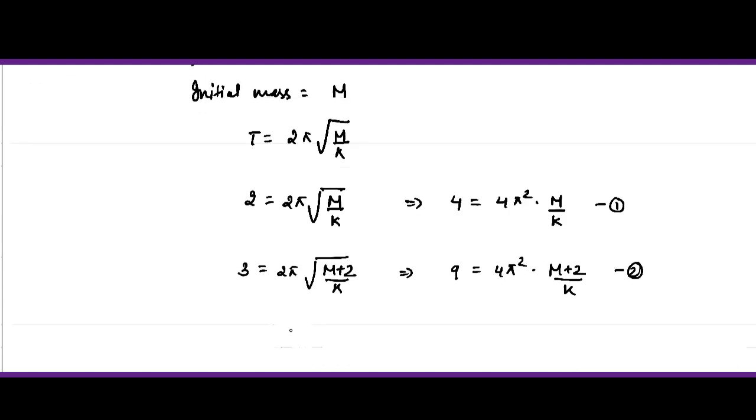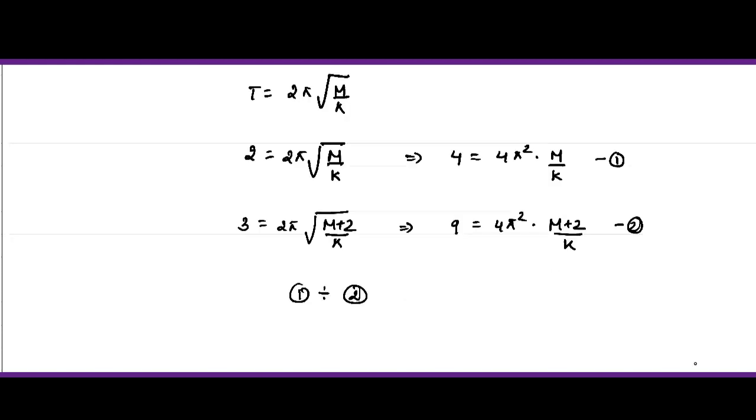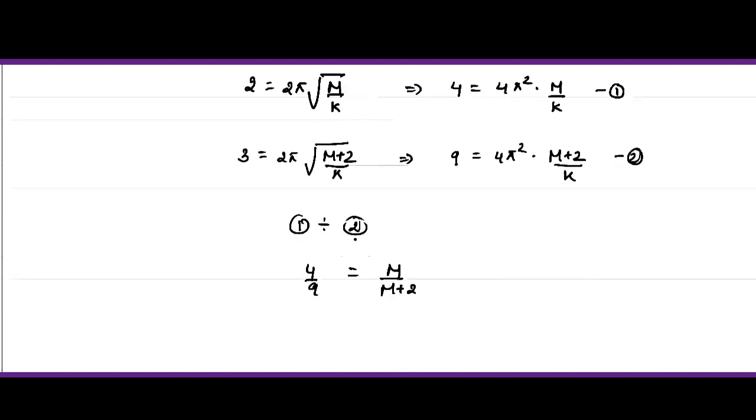Now let us divide equation number 1 by 2. So we will get 4 upon 9 equals m upon m plus 2. On solving this, we will get m as 8 upon 5, or 1.6 kg.